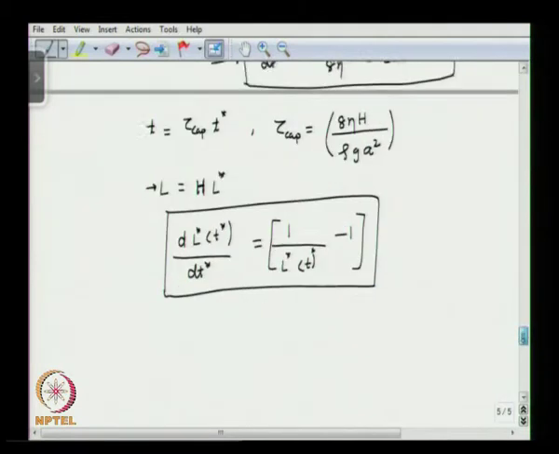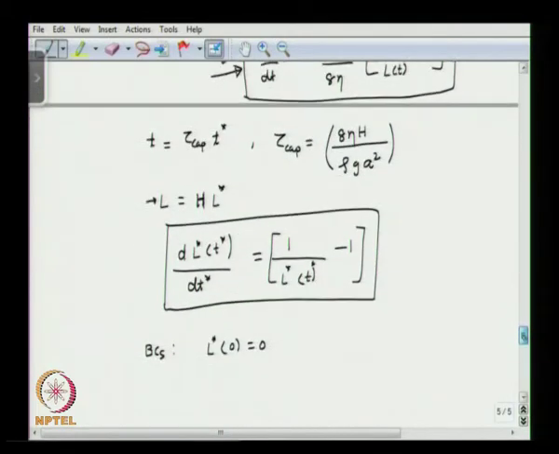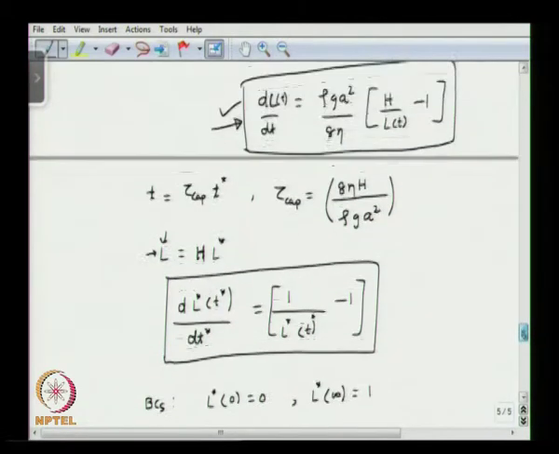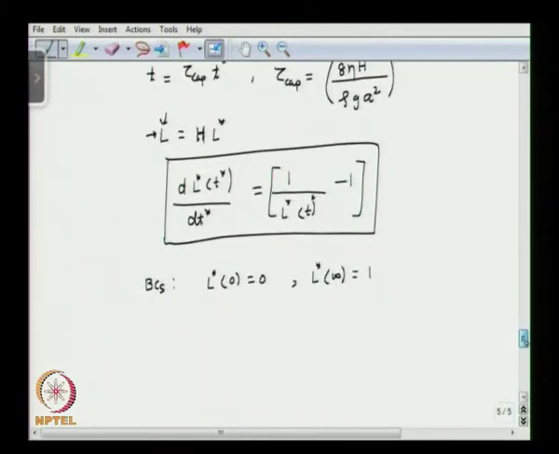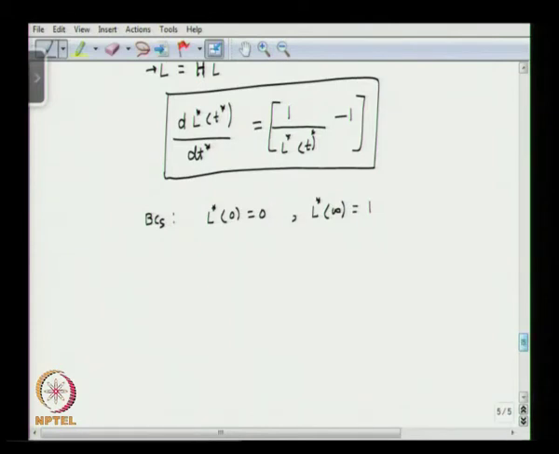So, with the boundary conditions, what are the boundary conditions? The boundary conditions are L* at 0 is going to be 0. So, when time t equal to 0, this is going to be 0, and when time t equal to infinity, L* infinity will be equal to 1. Okay. So, because L will be h, L* will be 1. With that we can have two extreme cases.